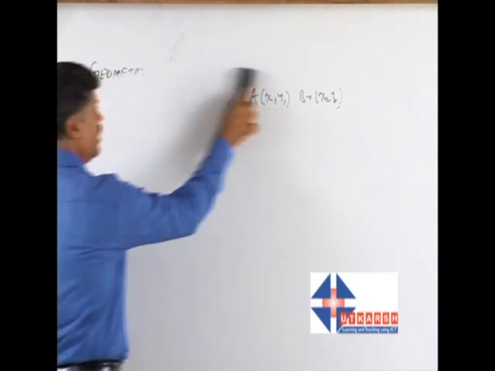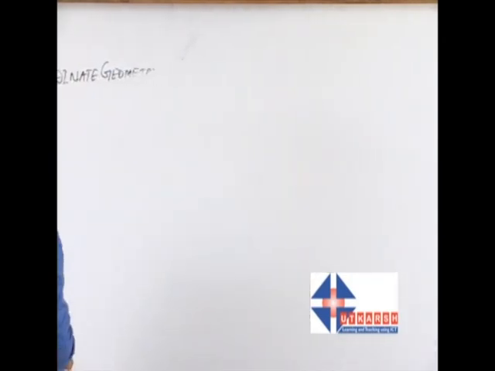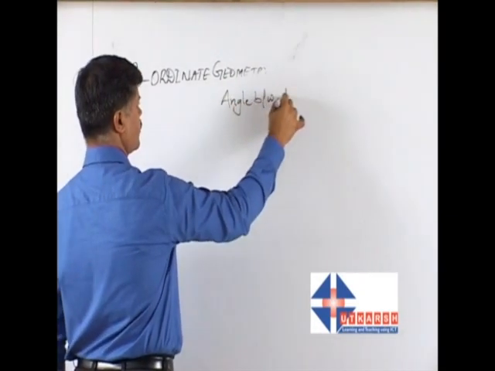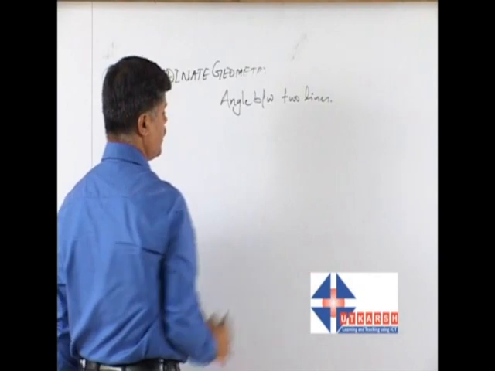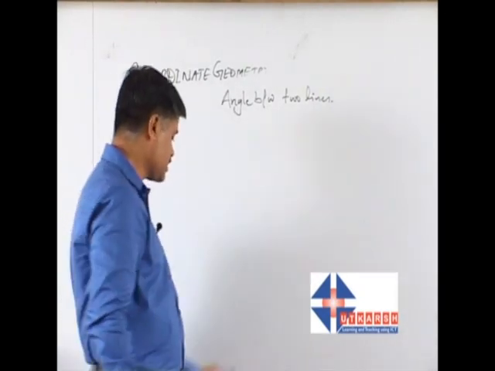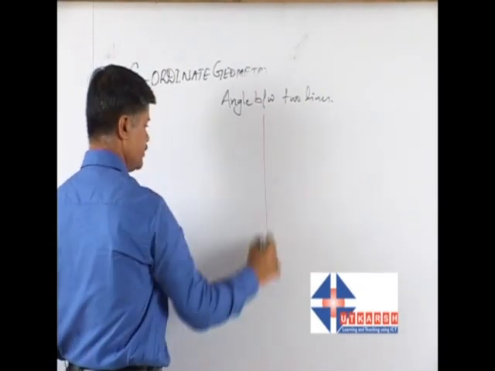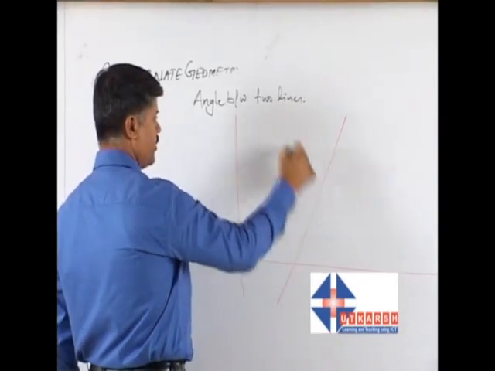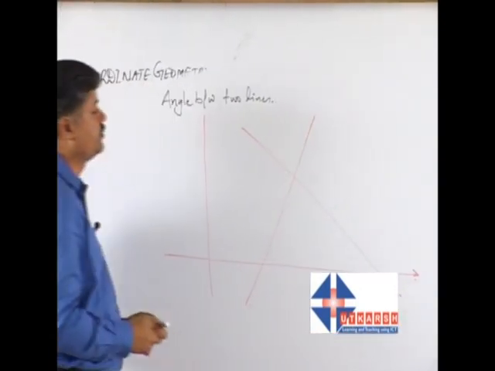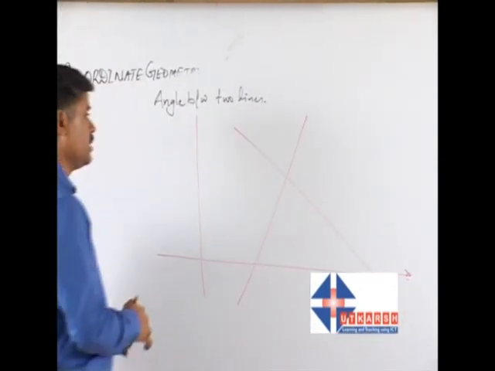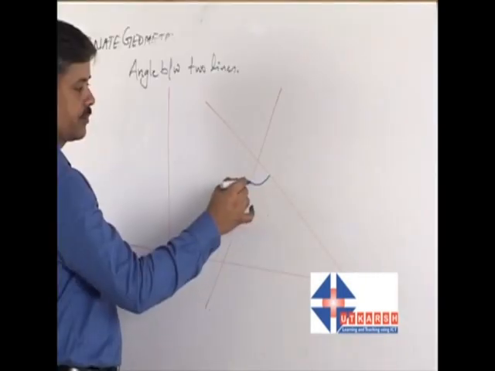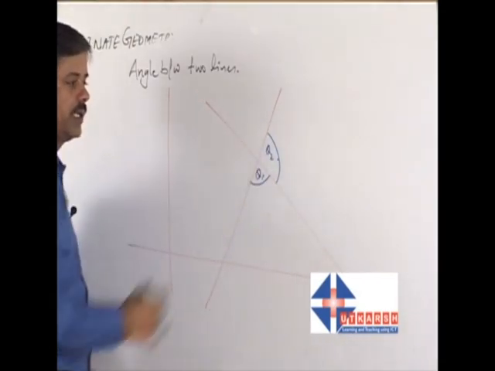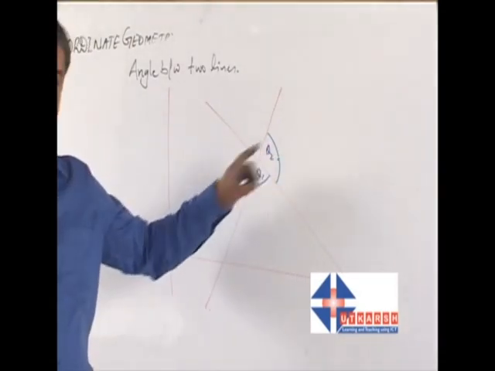Related to the next topic, angle between two lines. Again, say this is the coordinate axis. One is this line, another is this line. The angle between these two can be this, or it can be this, theta 2. Theta 1 plus theta 2 will be 180.